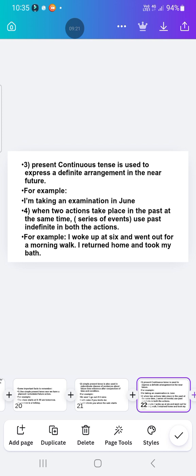Third, present continuous tense is used to express a definite arrangement in the near future. For example, I am taking an examination in June.